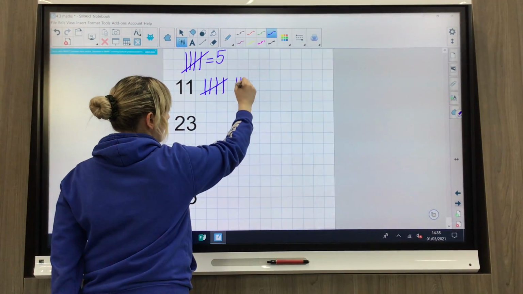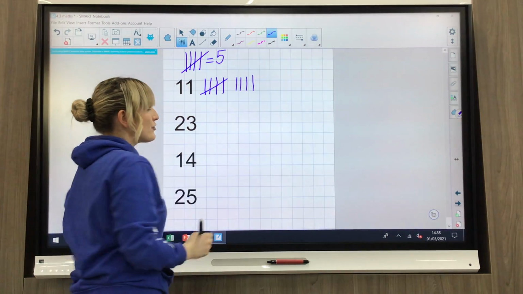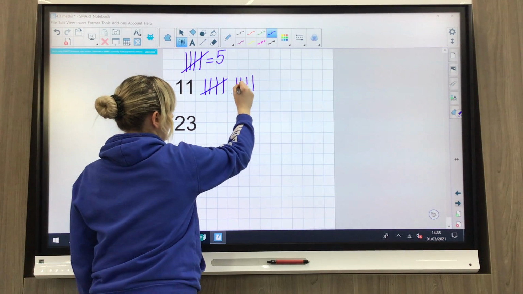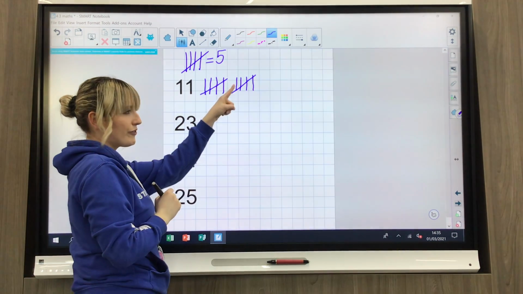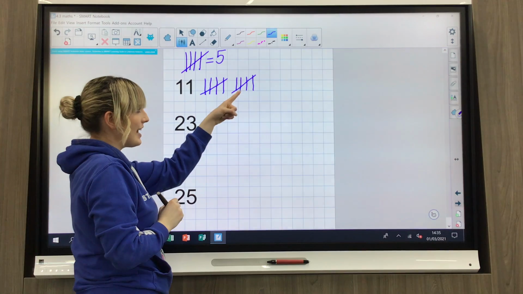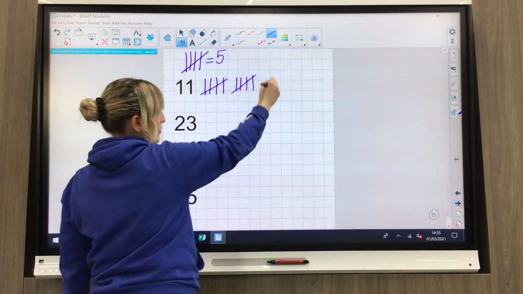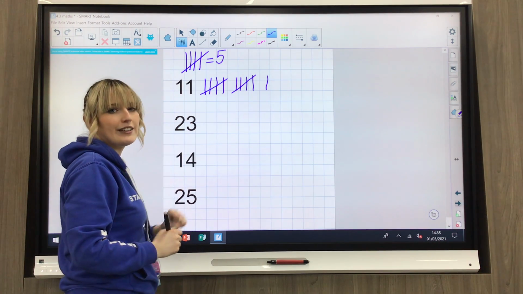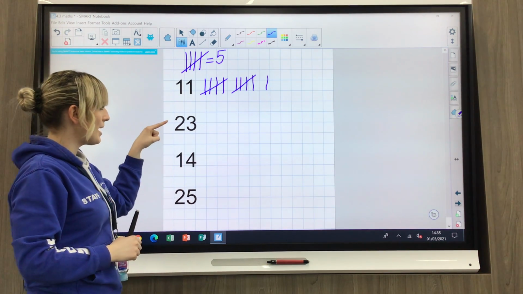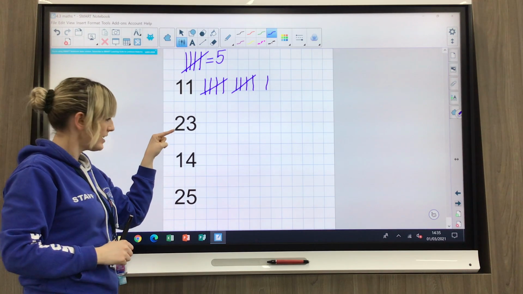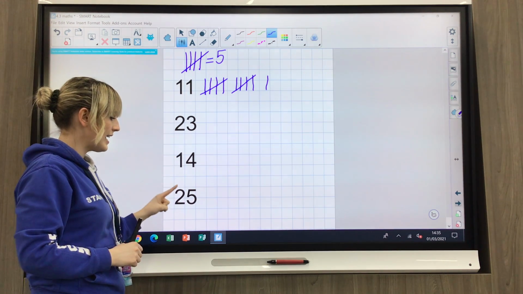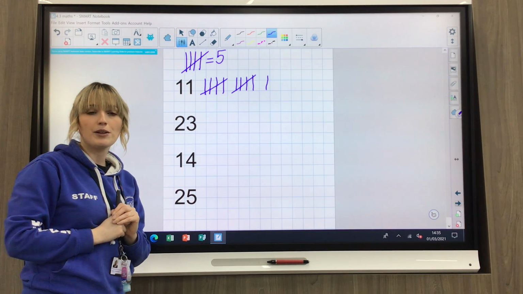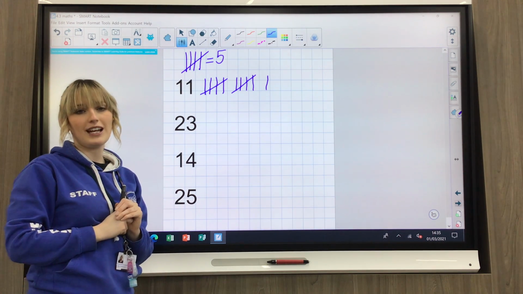6, 7, 8, 9. So I've done another 4. So for the 5th one, which would be number 10, I've put through the middle. So 5, 10. Now I want to make 11, so it'll be one more, 11. So 5, 10, 11. I'd like you to represent the numbers 23, 14 and 25 using the tally marks. So you can pause the video now to complete that task.